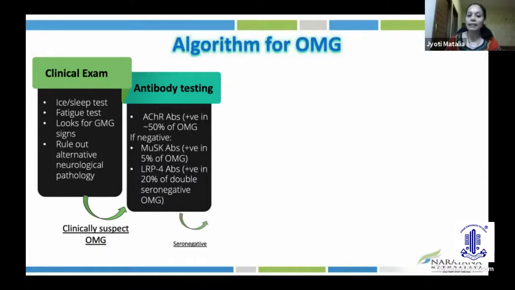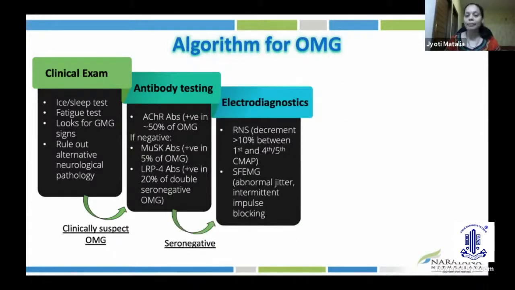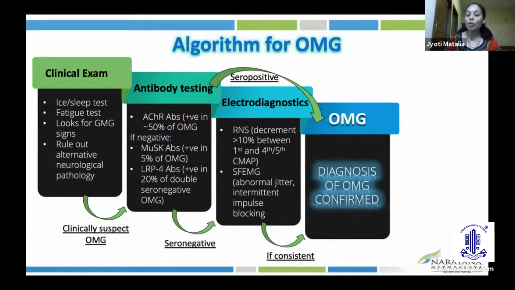If they are seronegative, then you go to the electrodiagnostics, which is the RNS, and if there's a decrement of more than 10% between the first and the fourth action potential, then it's significant. And the single fiber EMG, look for the abnormal jitter, though not pathognomonic, is definitely significant, and intermittent impulse blocking. If this is consistent, or if antibody testing is seropositive, then we are reaching the diagnosis of OMG.